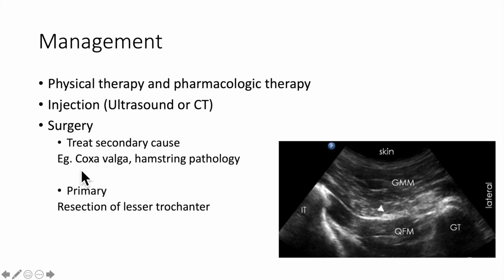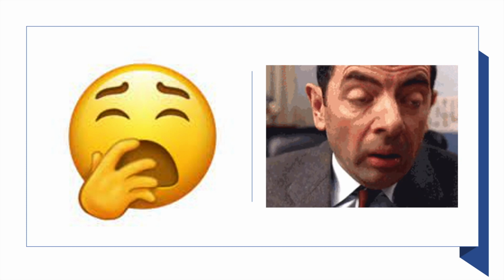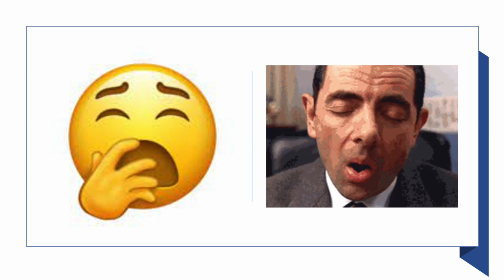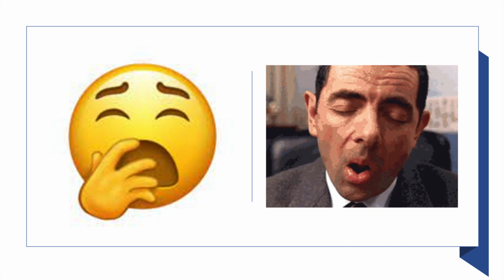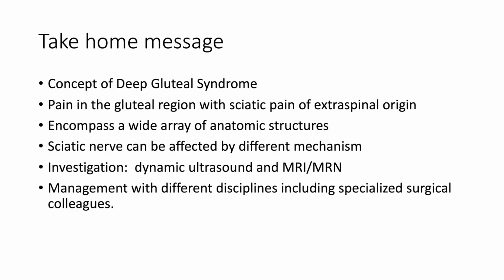There is some surgery, obviously, because you can treat a secondary cause and resect the lesser trochanter or correct the rotation of the lesser trochanter. I think we have covered quite a lot today, so I'm going to stop here, but I just wanted to give you a take-home message.